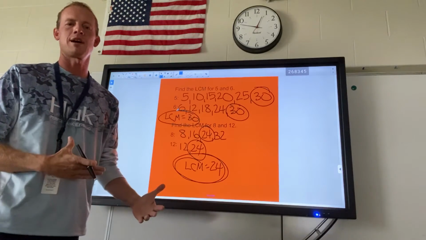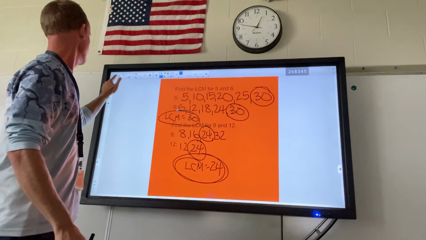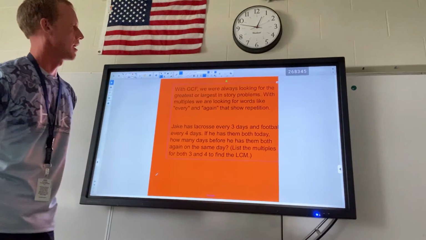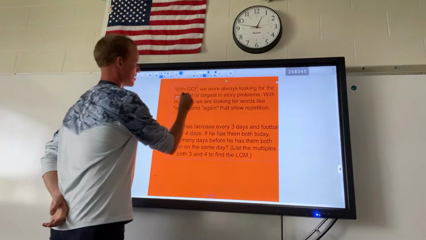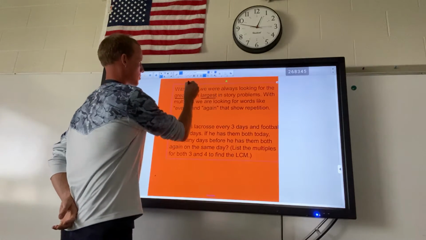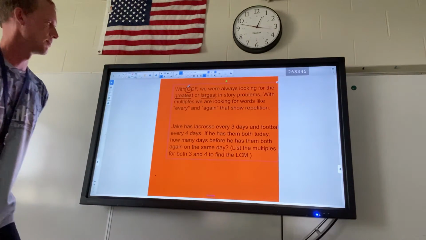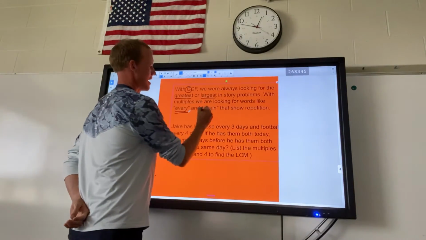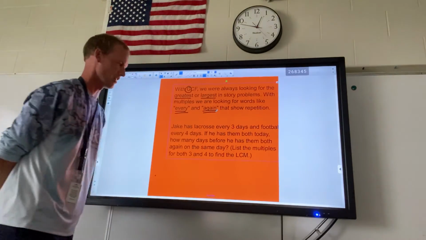Multiples are just counting by the number. They're the products. Okay, so when we were doing the GCF, we were always looking for the greatest or the largest, because that's what it is, in story problems. With multiples, we're looking for words like every and again that show repetition.